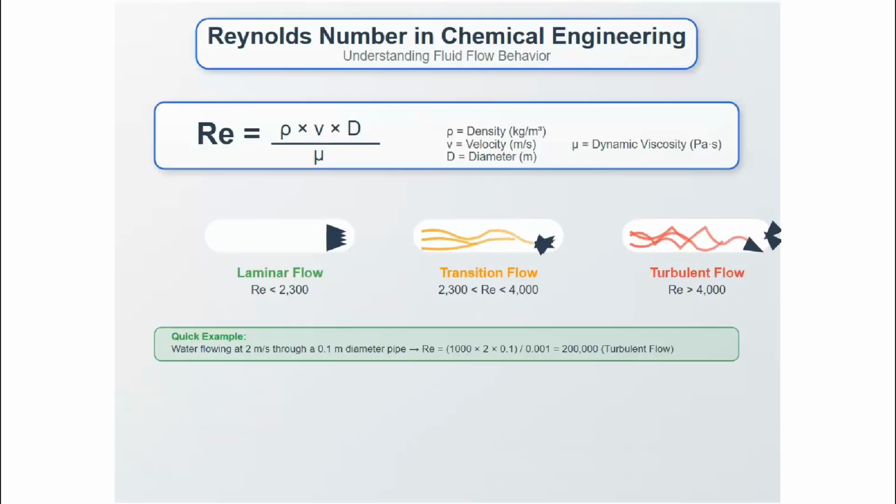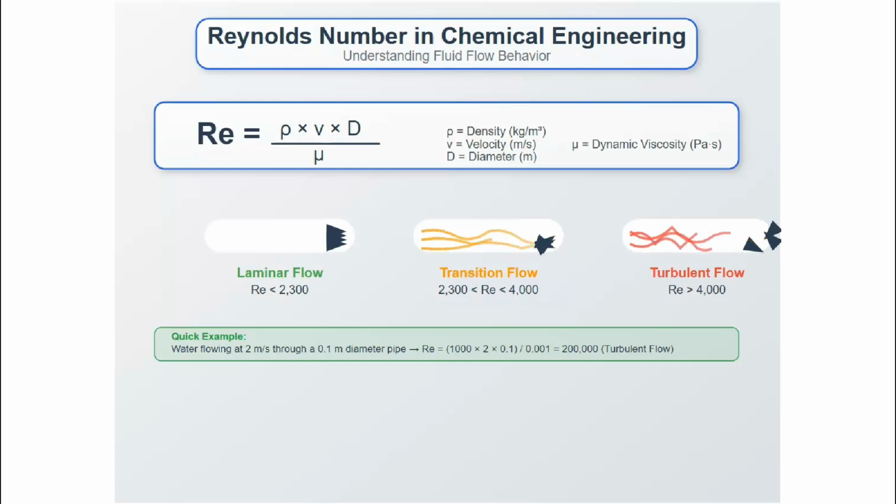Before we write any code, let's quickly review the concept. The Reynolds number is a crucial dimensionless quantity that helps us predict the fluid flow behavior in a pipe. The formula is Re equals rho times V times D all divided by mu, where rho is the fluid density, V is the velocity, D is the pipe diameter and mu is the dynamic viscosity.